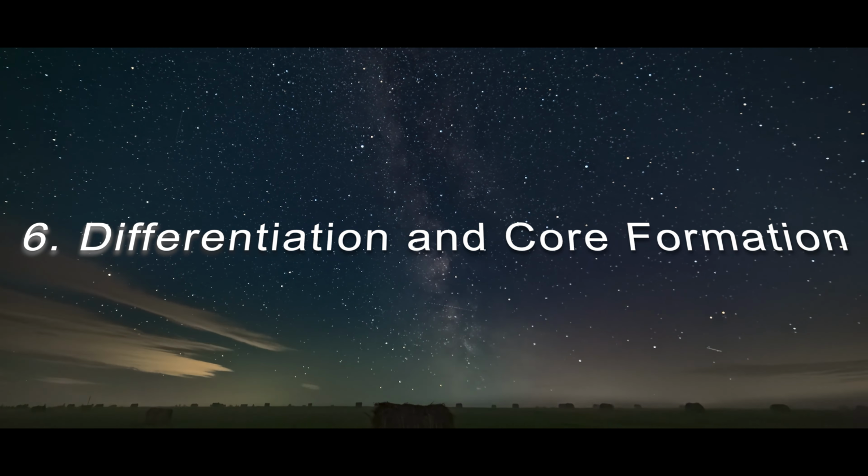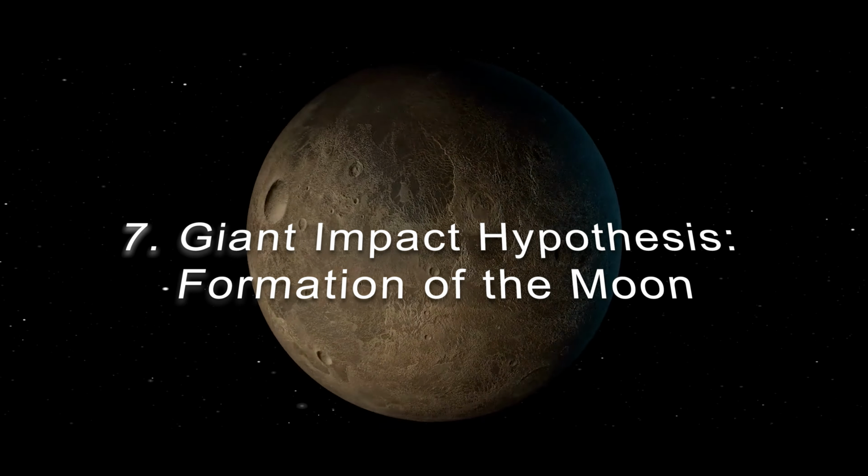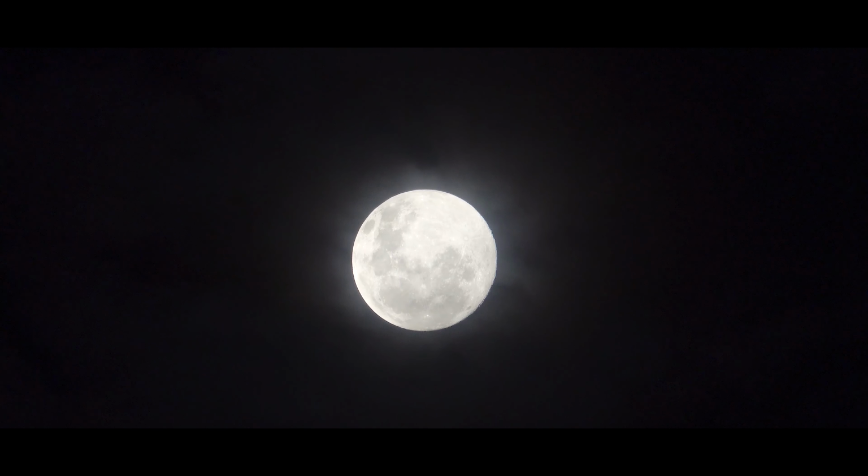7. Giant impact hypothesis, formation of the Moon. About 4.5 billion years ago, when Earth was still young, it is believed that a Mars-sized body, often referred to as Theia, collided with Earth. This catastrophic impact ejected a significant amount of debris into space. Over time, the debris from this impact coalesced to form the Moon. This event is known as the giant impact hypothesis and is supported by the similarity in composition between Earth's mantle and the Moon.